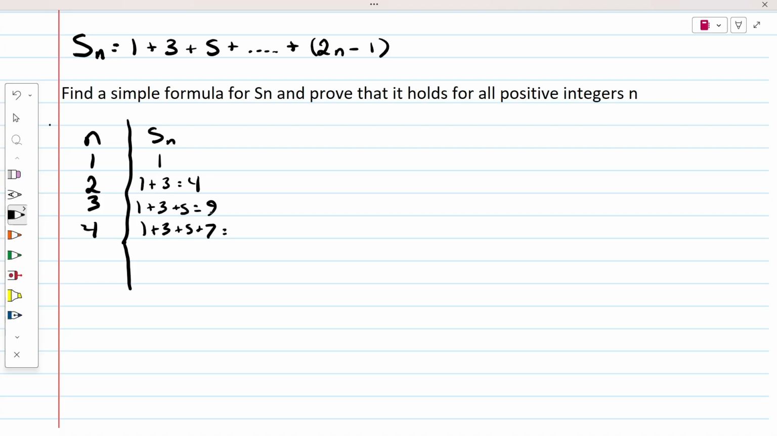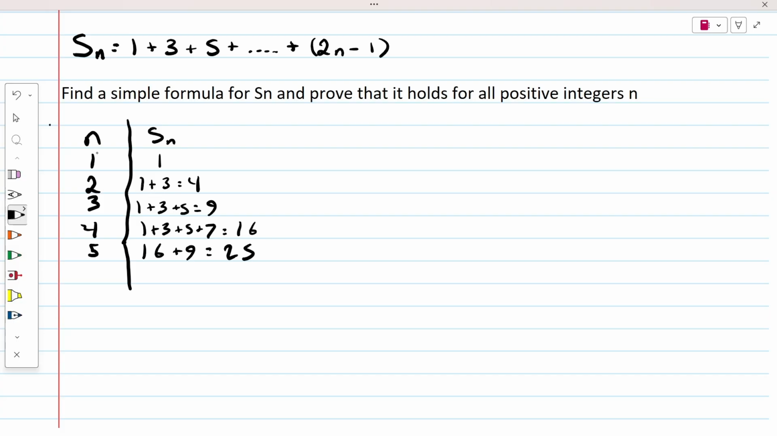So that equals 9 plus 7, which is 16. And let's go one more farther. So S of 5 would be, we can just add up the first ones plus 9, which equals 25. And so you can see there's a pattern arising, right?